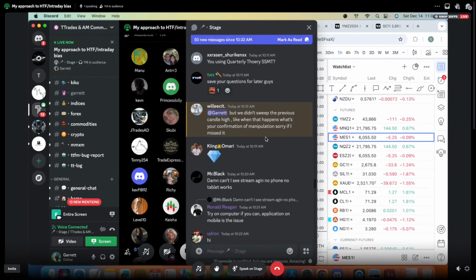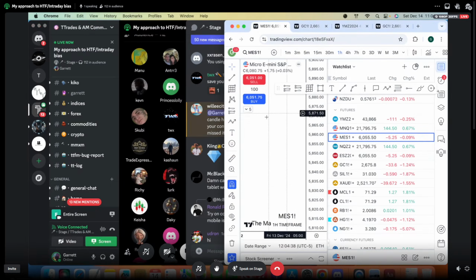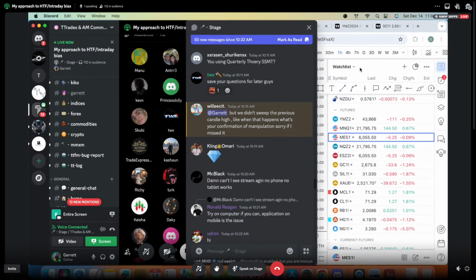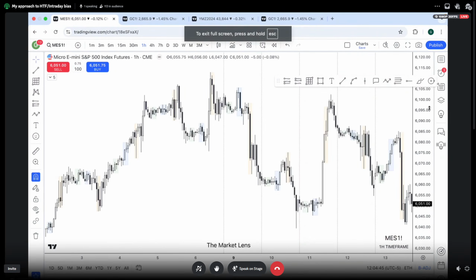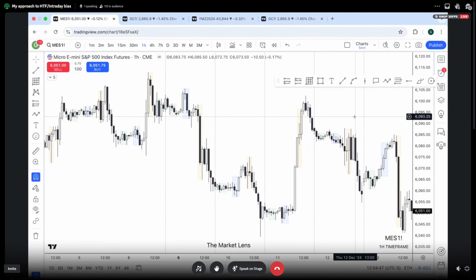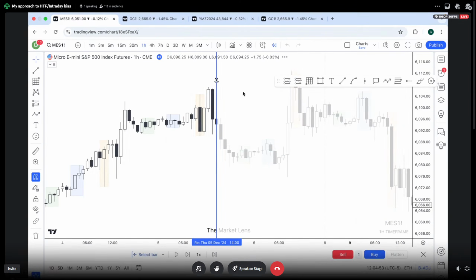But we didn't sweep the previous candle's high. When that happens, what's your confirmation of manipulation? I don't actually require that to happen, much like T-trades. You're going to see it a lot. So I view the previous candle just hitting that high, forming the SMT, as the manipulation. Now that is the ideal scenario, where we actually take out the previous candle's high.